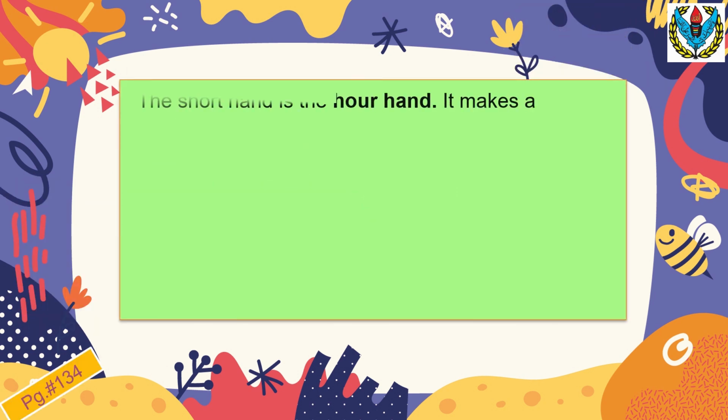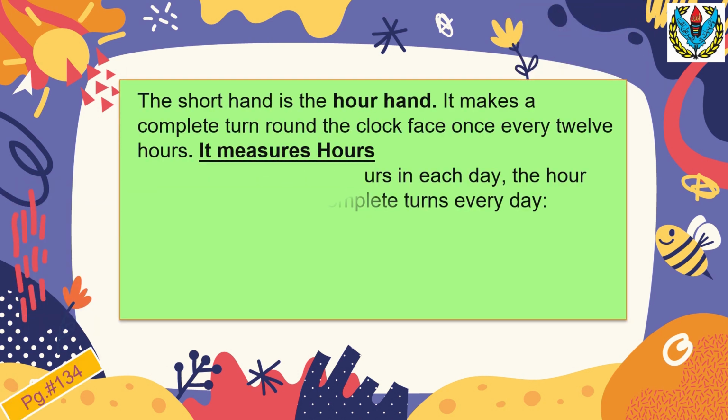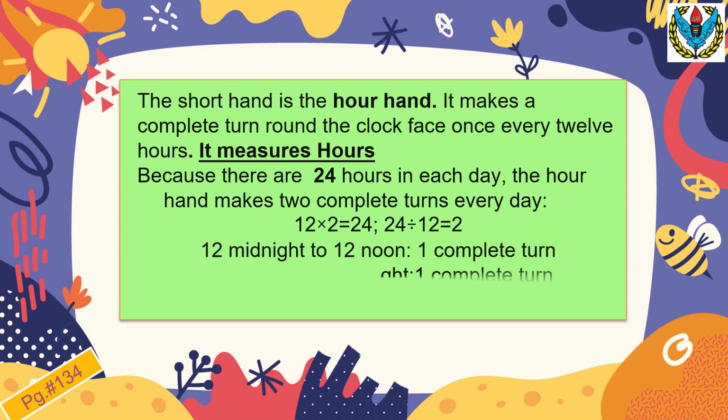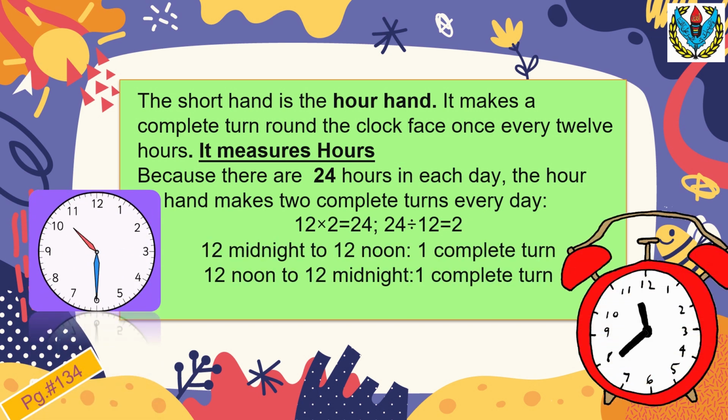Let's see the clock. It will help you to understand the clock hands. Now watch the short hand. Can you see it moving? It is moving, but very, very slowly. The short hand is the hour hand. It makes a complete turn round the clock face once every 12 hours. It measures hours because there are 24 hours in each day.